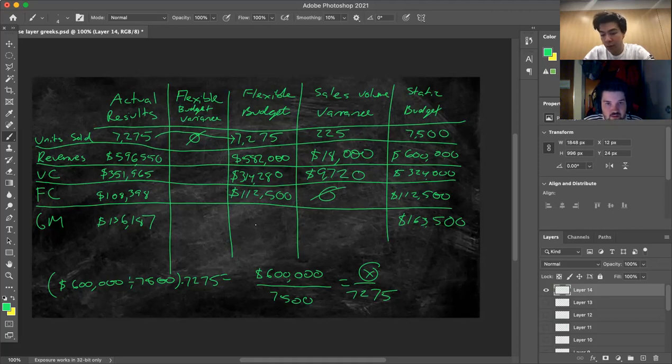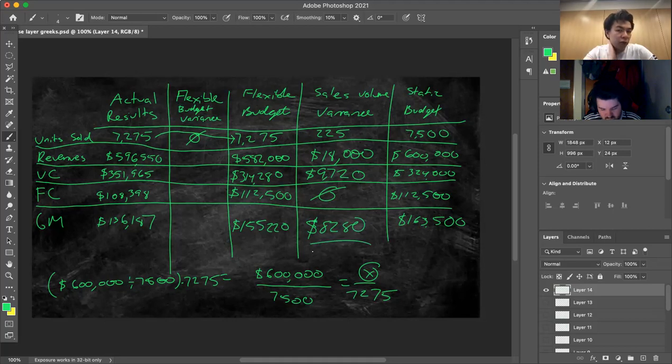Wait, what did you say again? So in order to find the GM, we're going to do revenue minus variable costs minus fixed costs. Okay. And then in order to find the middle number, we're just going to take the difference between the two. Okay. So the 163,500 minus the, yeah.